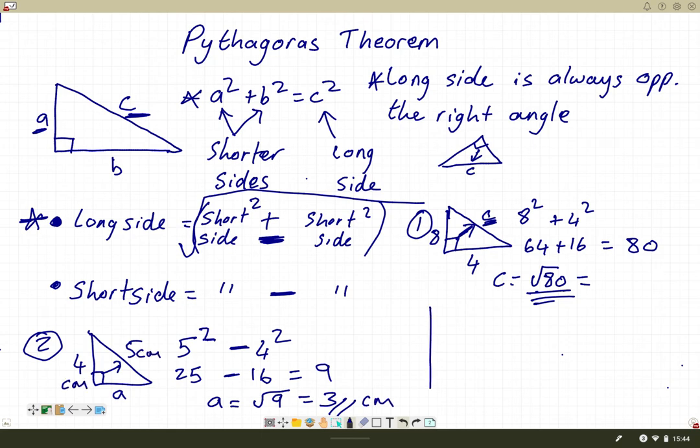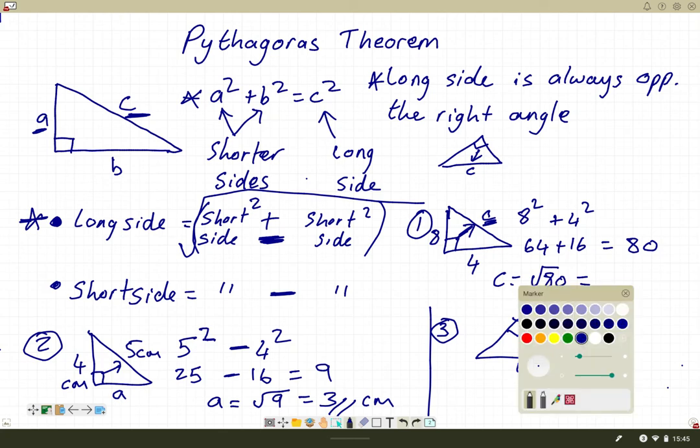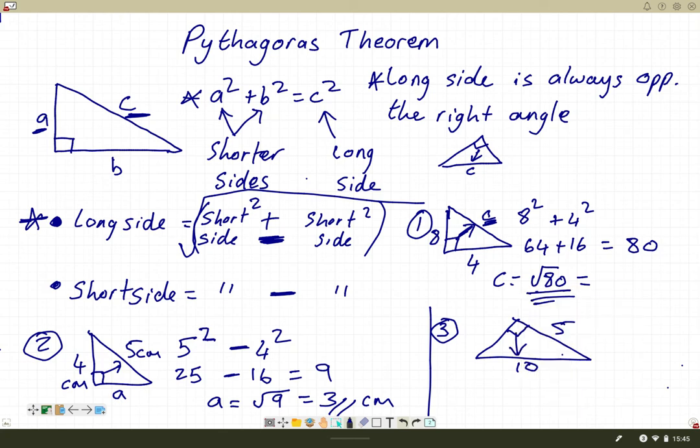Okay, let's do another example. Let's say I have this triangle. Now let's say this one's 10, this one's 5, and I'm trying to work out this missing one. The first thing I do is check if I've got the long side opposite the right angle. Yes, this side, where the 10 is, is the long side. So I'm trying to work out a short side, so I have to subtract. I get the long side, square it, and subtract the short side that I've got.